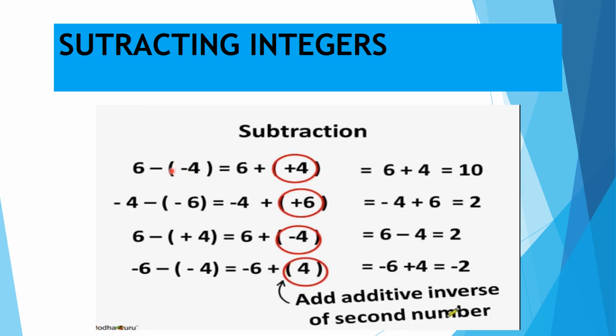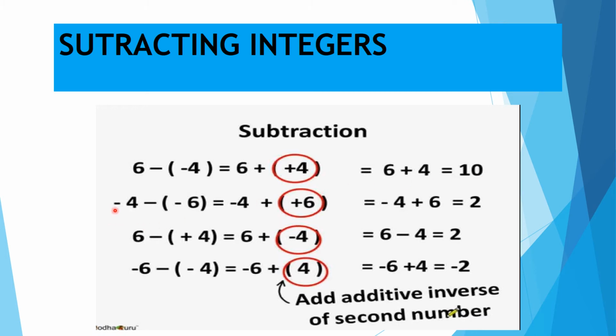Now I've already told you opposite and inverse are same. Like the opposite of minus 4 is plus 4 and the inverse of minus 4 is also plus 4. So let's see how we are doing. We are changing this minus sign to plus sign, and we are changing this number just after the sign to its inverse or opposite. So minus 4 will become plus 4. Then you do the operation 6 plus 4, the answer is 10.